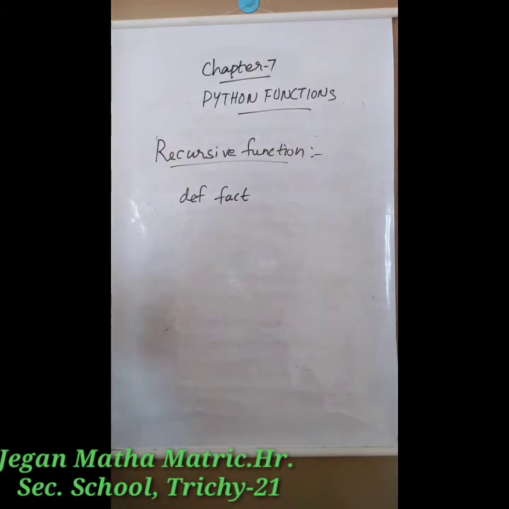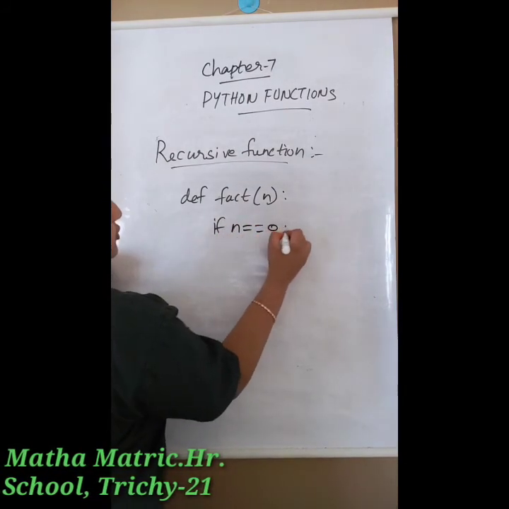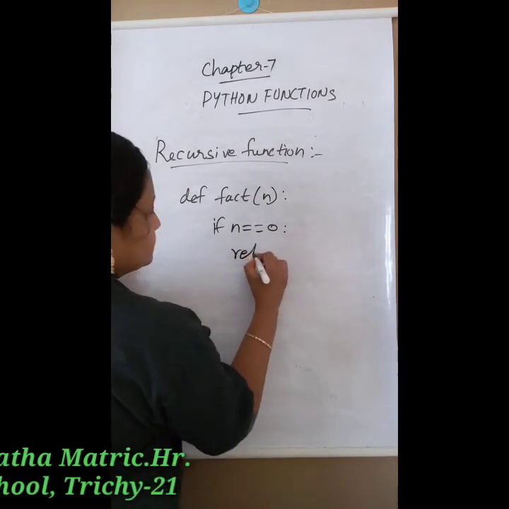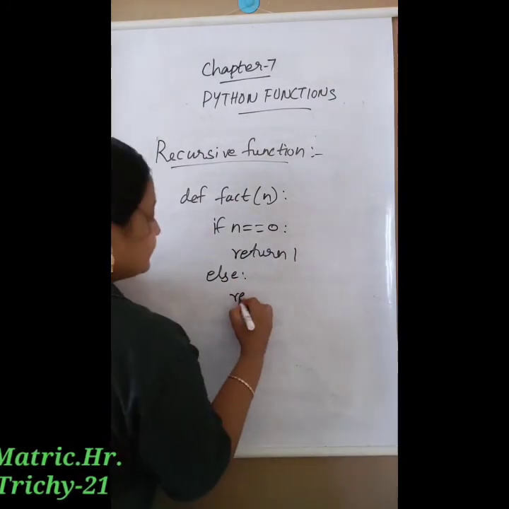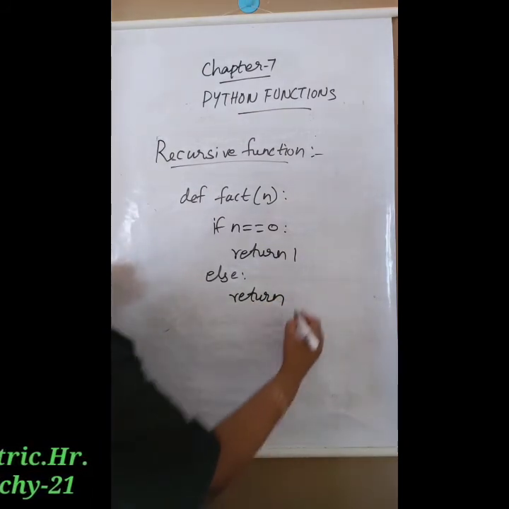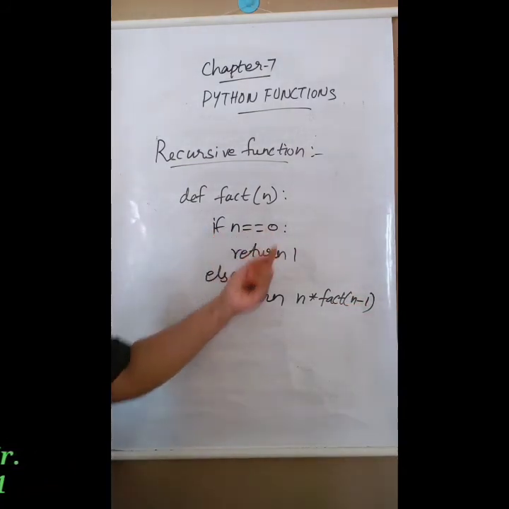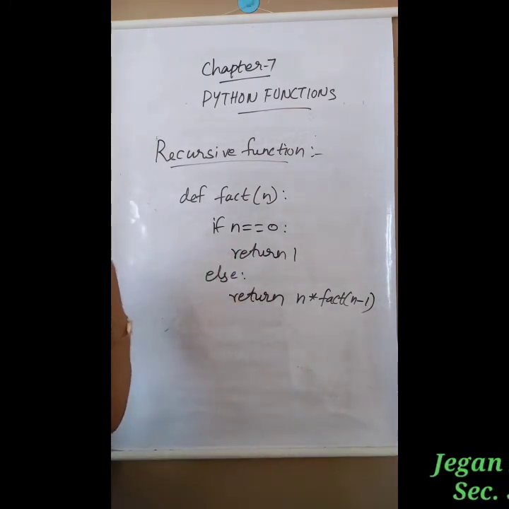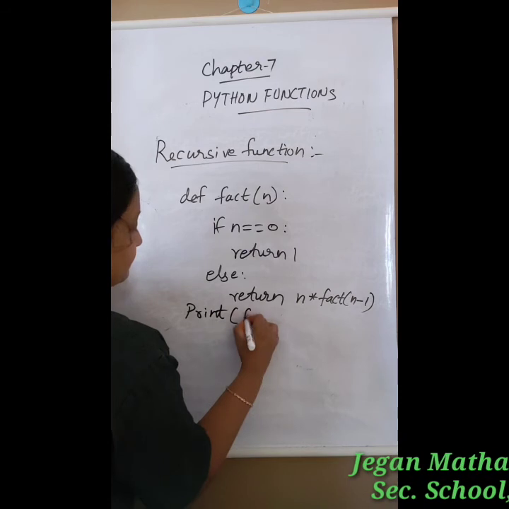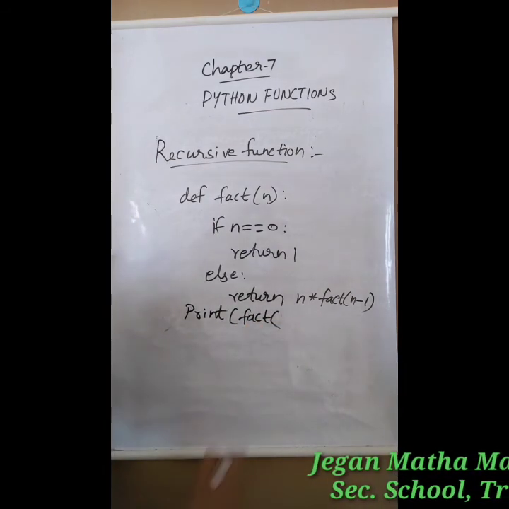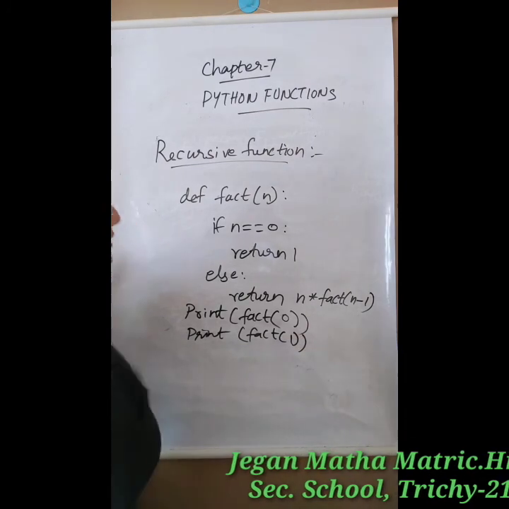Here we use the keyword def and then we are going to write a factorial function. If n equal to 0, it returns 1. Else, otherwise, it returns n into fact of n minus 1. So if the given number is 0, it produces 1. If the condition is not true, it returns n into fact of n minus 1. Next, print fact of 0. Next, print fact of 1. Now let us see.